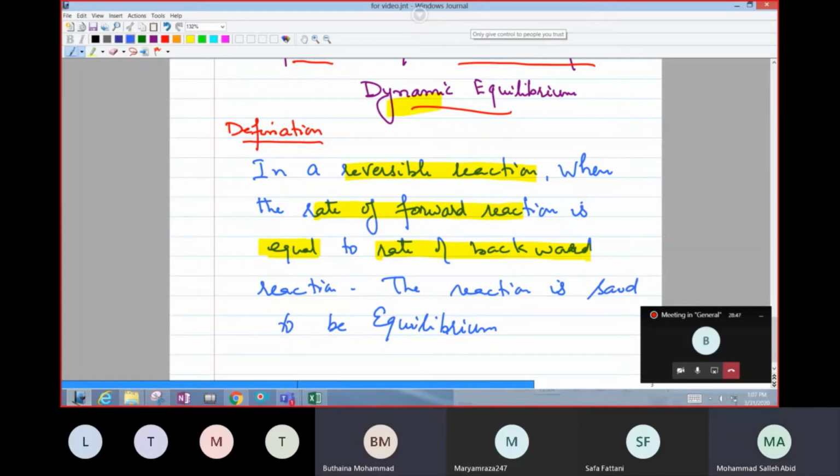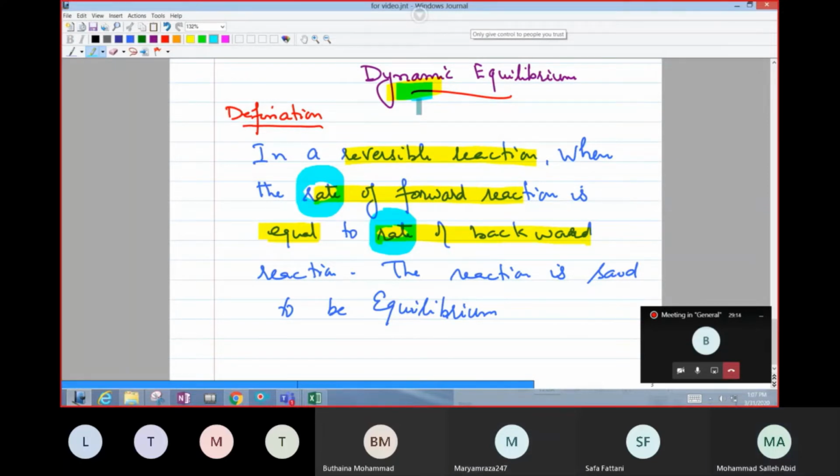Is it because it needs to happen in a closed environment? No, that's a different thing. Dynamic means something which is changing. So here you are already talking about rate. Rate means the reaction is taking place. So because of this term, you know that it is dynamic. Dynamic means the reaction is still going on. Is this clear? Yes.